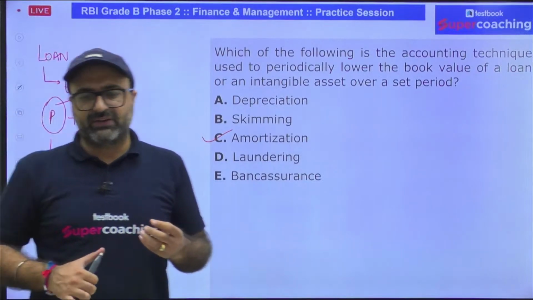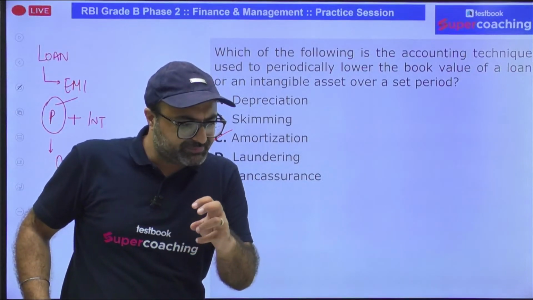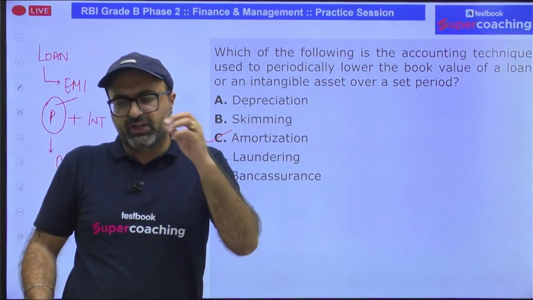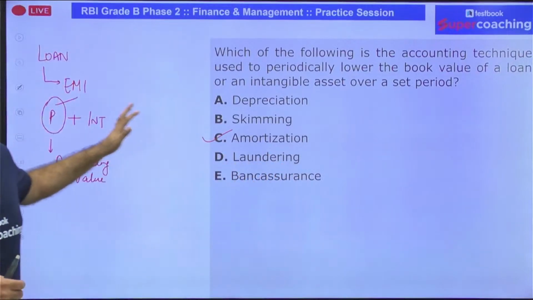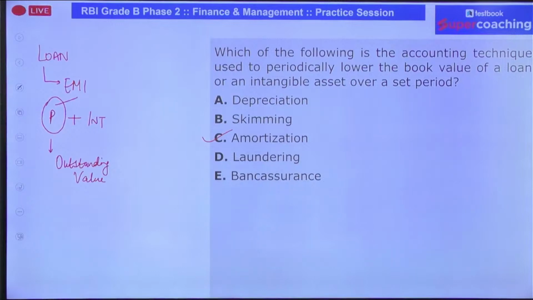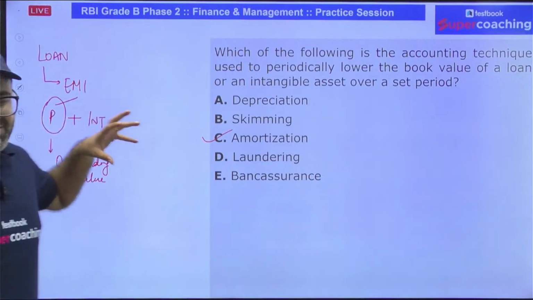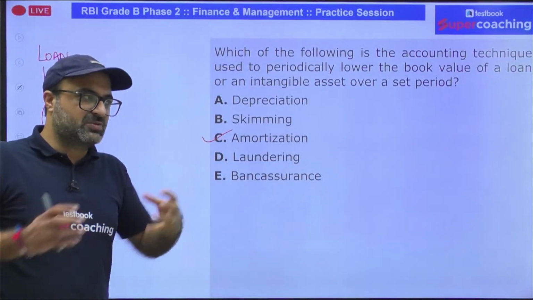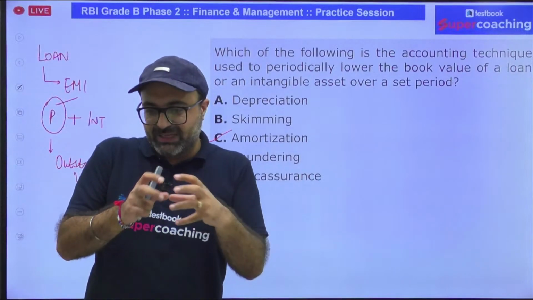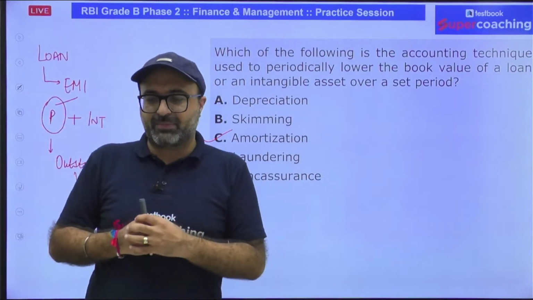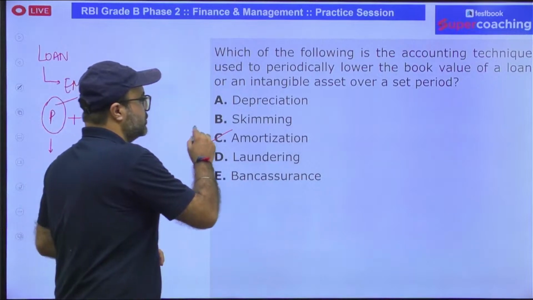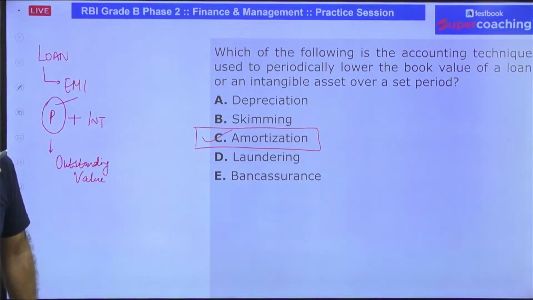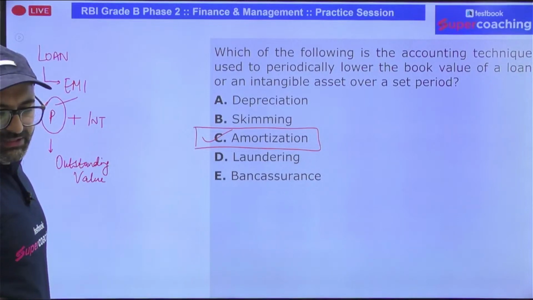So the accounting technique which is used to periodically lower the book value of a loan or an intangible asset over a set period is known as amortization, and it is typically expensed on a straight line basis. It is an accounting practice which spreads the cost of an intangible asset over its useful life, and it can be used for an intangible asset as well as for a loan. So for both cases we use the term amortization. Got it, guys? Clear? Shall I move ahead?